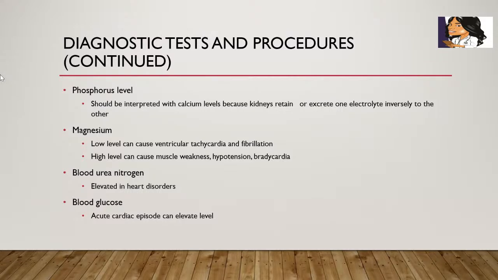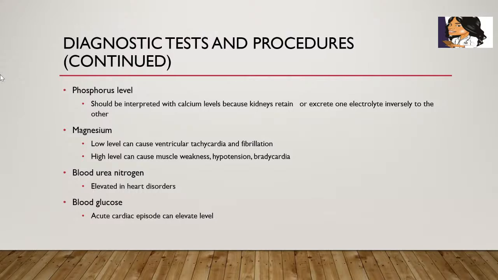The dysrhythmia is bradycardia. So the patient will be at a 60. Then the patient will be at a 50, and then a 40 heart rate, and then a 30 heart rate, and absent deep tendon reflexes. So I want you guys to remember, high levels can cause muscle weakness, hypotension, bradycardia. It's a depressant. It's going to depress the muscles. The heart is a muscle.